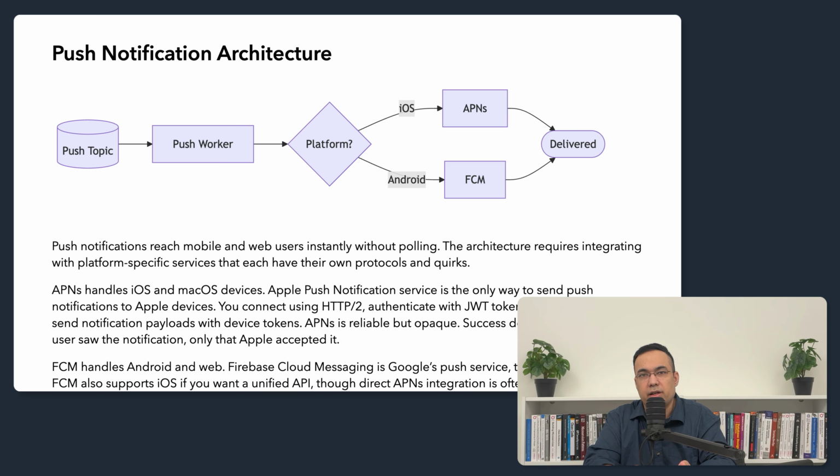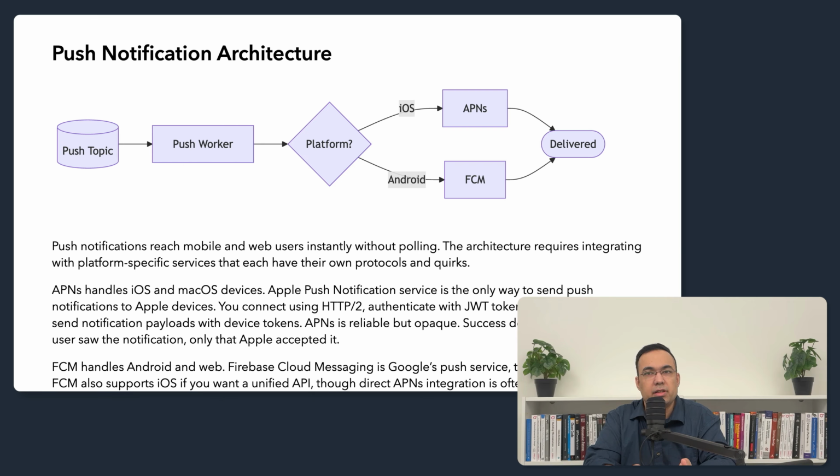FCM handles Android and web browser. Firebase Cloud Messaging is Google's push service. It also supports iOS if you want a unified API, though many organizations prefer direct APNs integration for better iOS reliability and features. FCM offers additional capabilities like topics for broadcast and message batching.